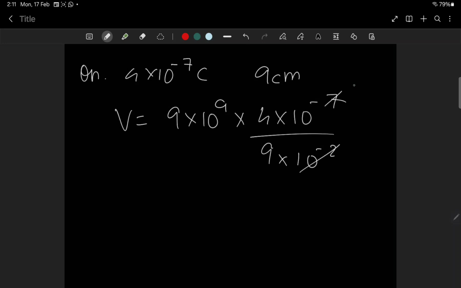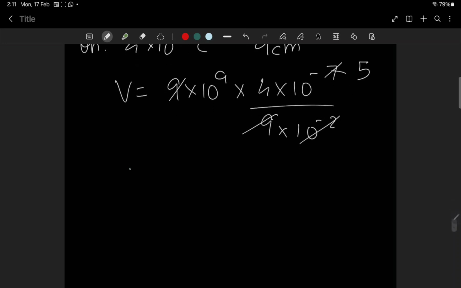So this will be what? 10 raised to 5. So 9 and 9 cancel, and 4 into 10 raised to 9 minus 7 minus 2... sorry, one second. This is minus 5, sorry. So we get 4 into 10 raised to 4. This will be volt, and this will be our final answer.